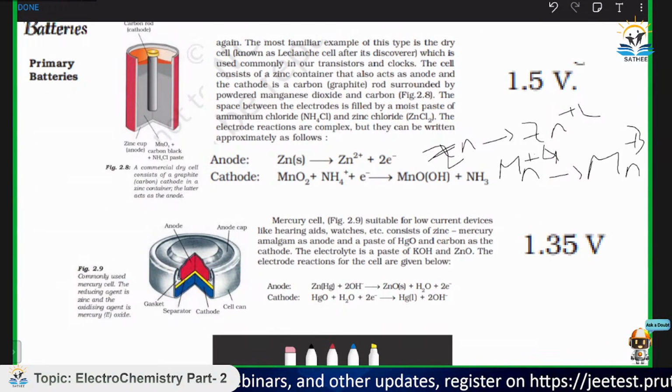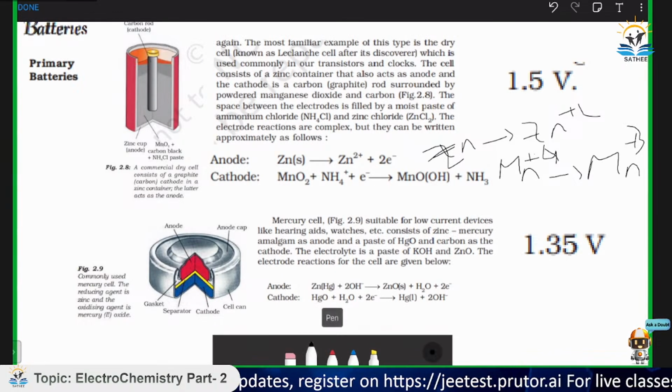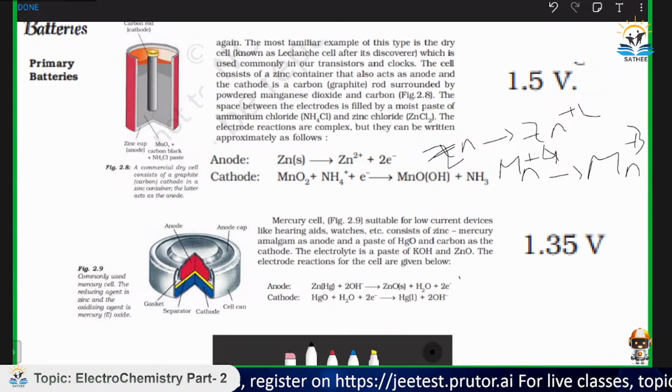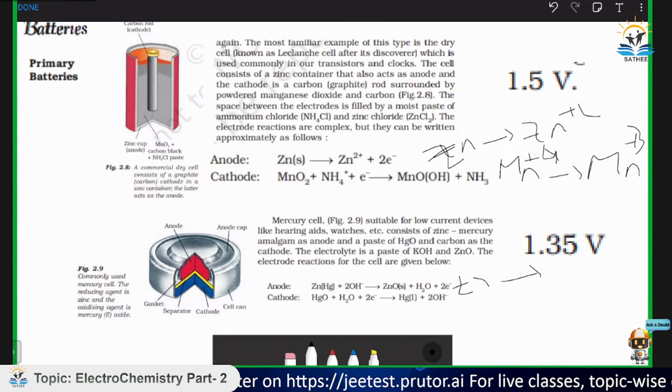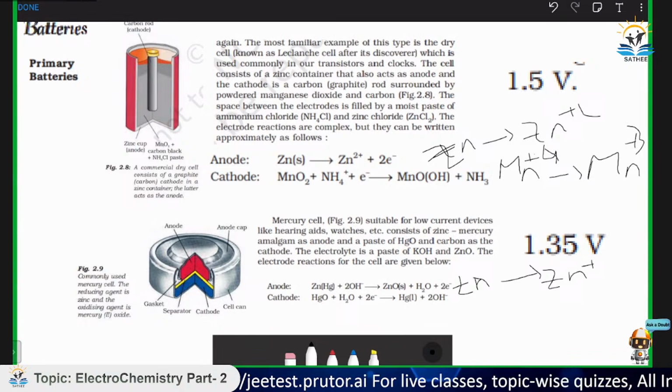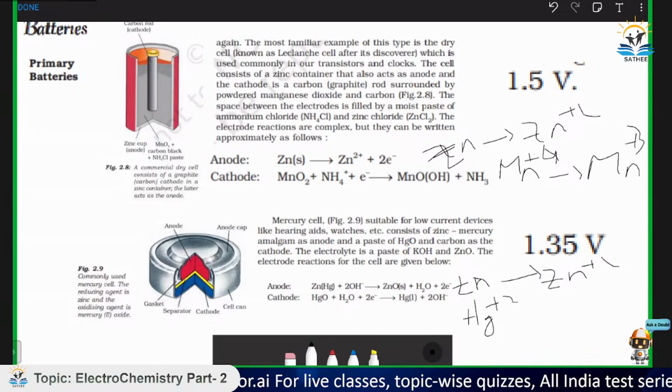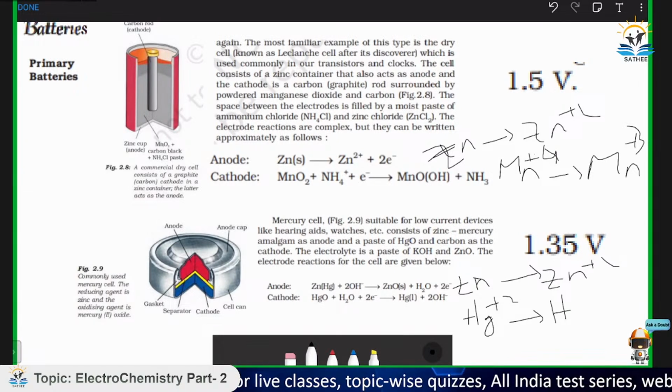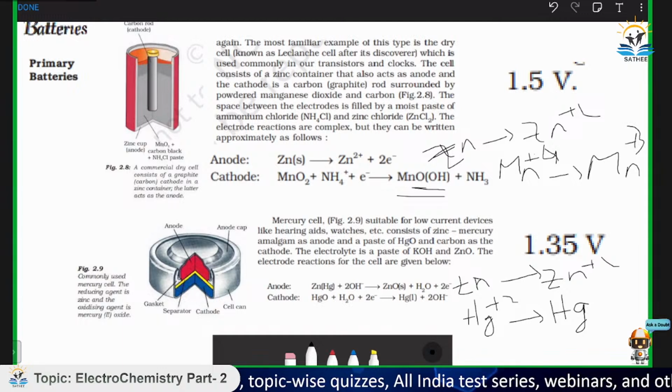Your anode reaction is that, your cathode reaction is that. Same thing, what to remember. At the anode here also, your zinc is turning into zinc plus 2. At your cathode, your Hg plus 2 reduces to Hg. Remember this thing like MnOH.